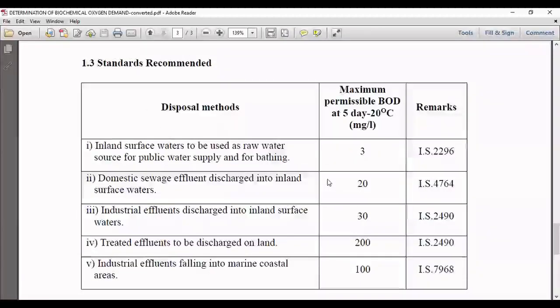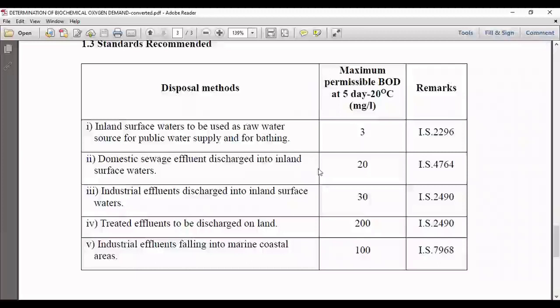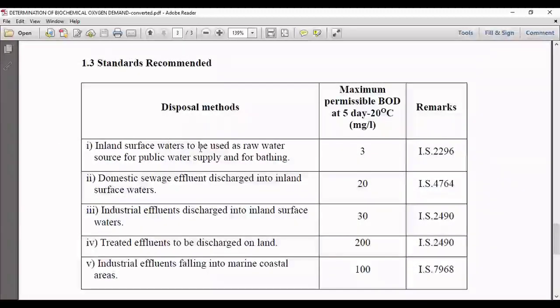So these are the standards that are recommended for BOD. For inland surface waters to be used as a raw water source for public water supply and for bathing, the maximum permissible BOD at 5 days, 20 degrees Celsius should be 3 mg per liter or less. It should not be more than 3 mg per liter. That has been given in Indian Standard 2296.